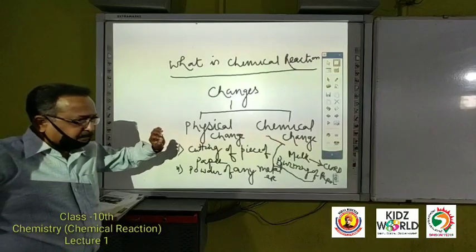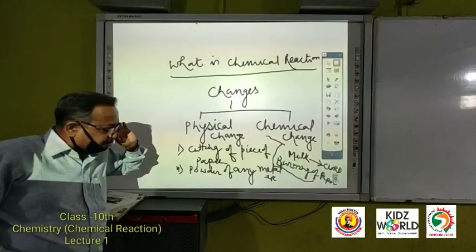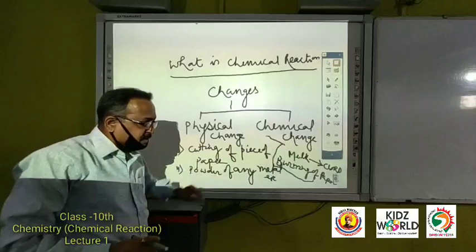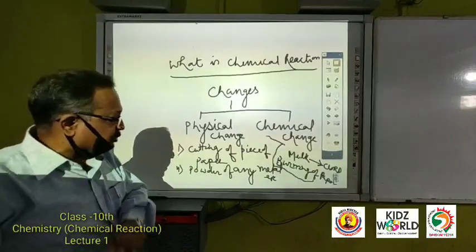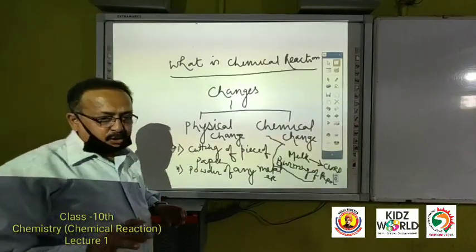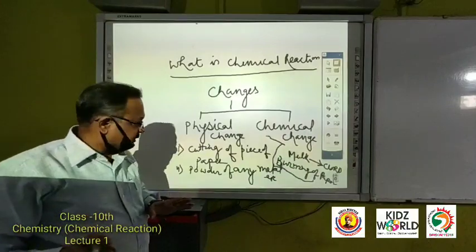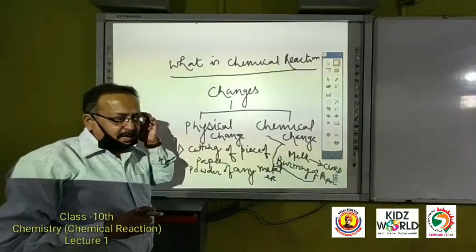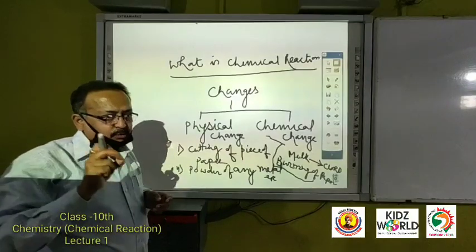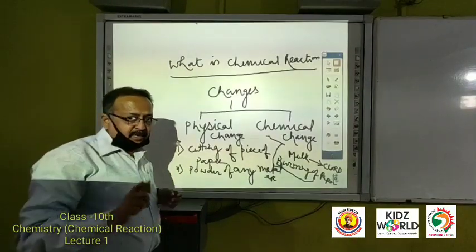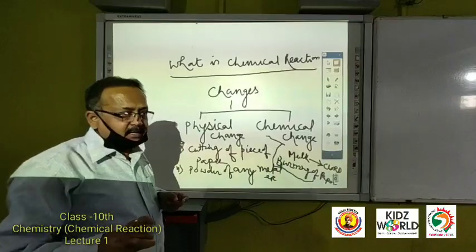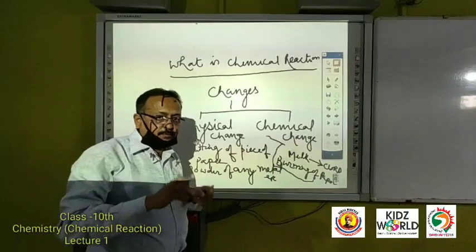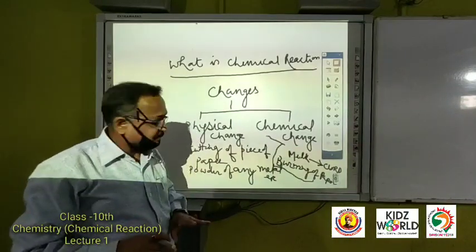When a piece of paper is cut, it will change its shape or size, but the property of paper will not go anywhere. Like that, you take some gold and change it into powder, and then you take one particle. That one particle will also be called gold, and it has all the properties of gold.